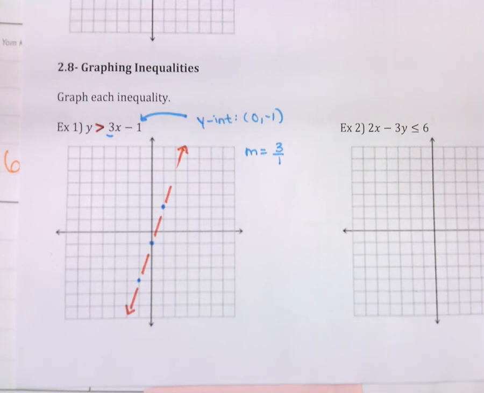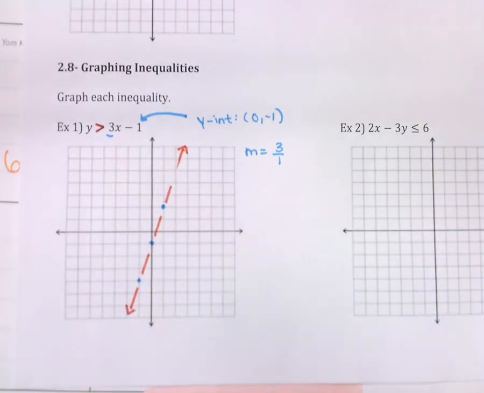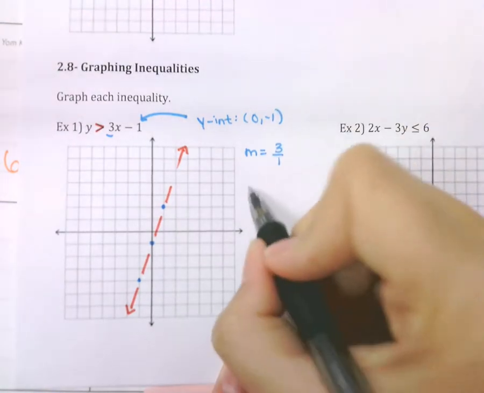Okay, after you do that, you have to shade the rest of the points that are part of the inequality solution. Okay, so we want all values greater than the line. There are 2 ways that you can determine how to shade. So, how to shade.